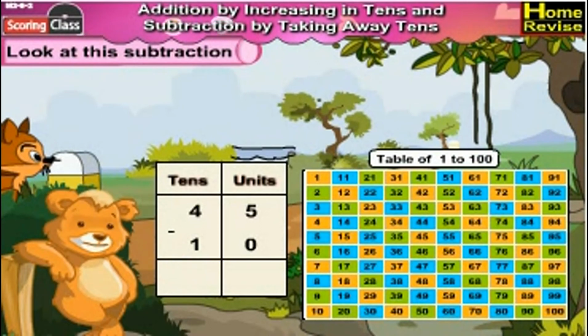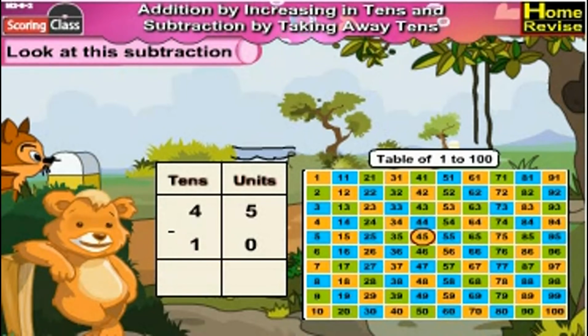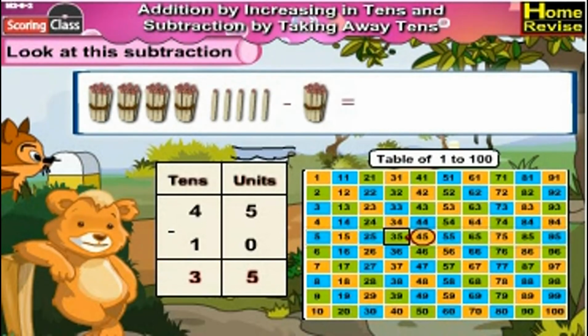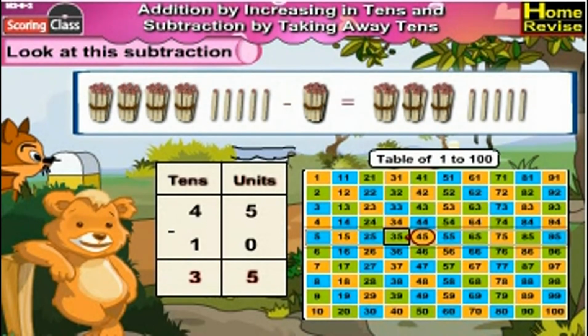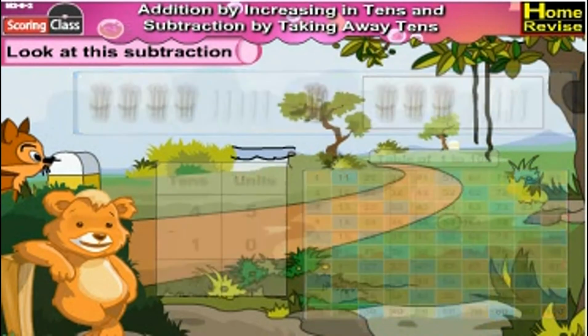Let us see some more sums. 45 minus 10. Here is number 45. 45 minus 10. The answer is the number in the left column of the same row. And that is number 35. So 45 minus 10 is 35. This answer is correct because 45 minus 10 means to decrease 1 ten. Instead of 4 tens, now we have 3 tens.